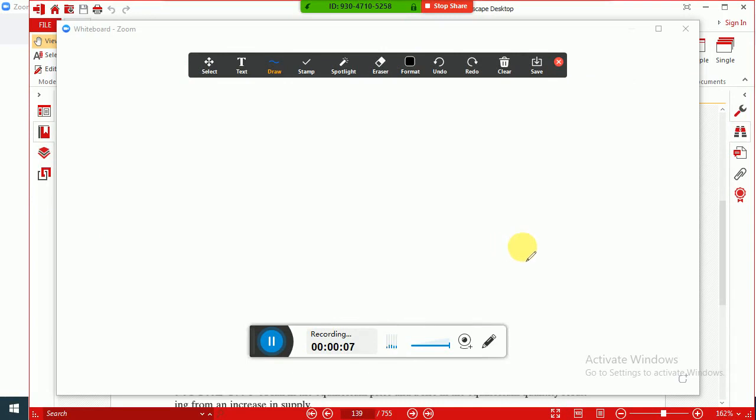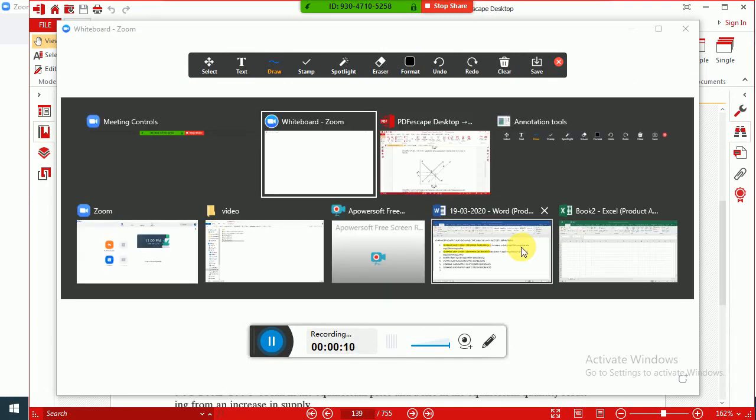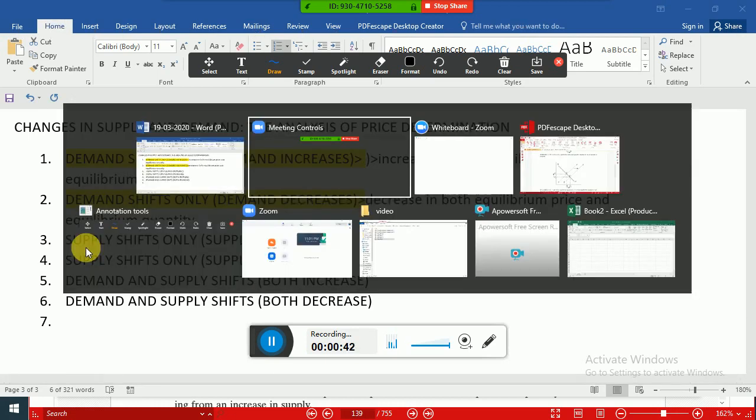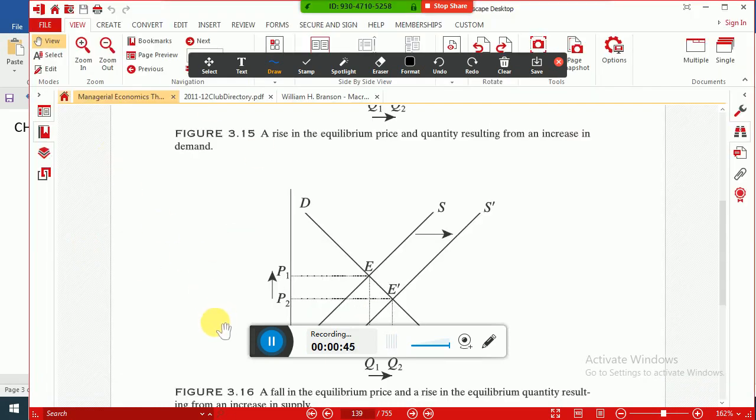Now we will be discussing the next two cases on equilibrium, that is, the effect of an increase or decrease in supply on equilibrium price and equilibrium quantity. So you can say when there is no change in demand but supply shifts. Supply shift means either supply can increase or decrease. So this is being analyzed in figure 3.16.